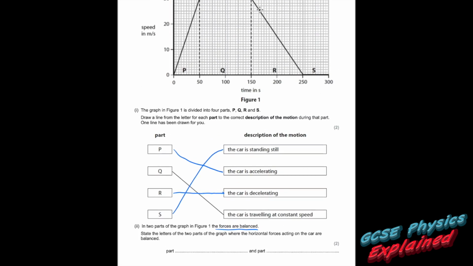Part 2. In two parts of the graph in figure 1, the forces are balanced. State the letters of the two parts of the graph where the horizontal forces acting on the car are balanced. Right, well, if the forces are balanced, that means it's either not moving or it's moving at a steady speed. So it was not moving at S and it's moving at a steady speed at Q. So the answer is Q and S.